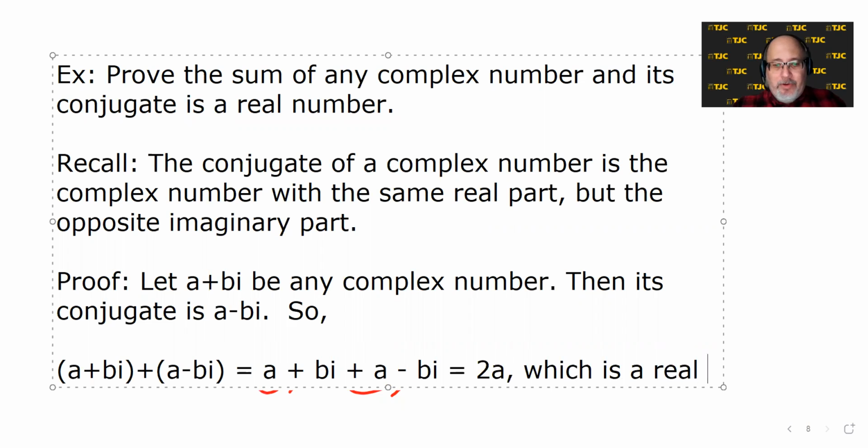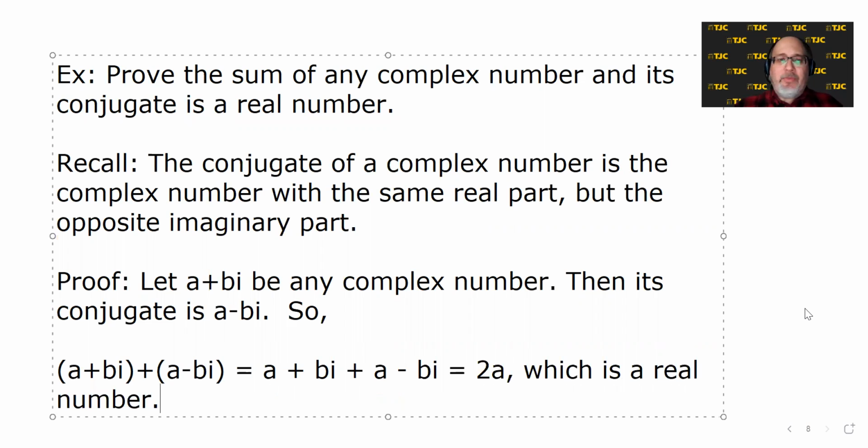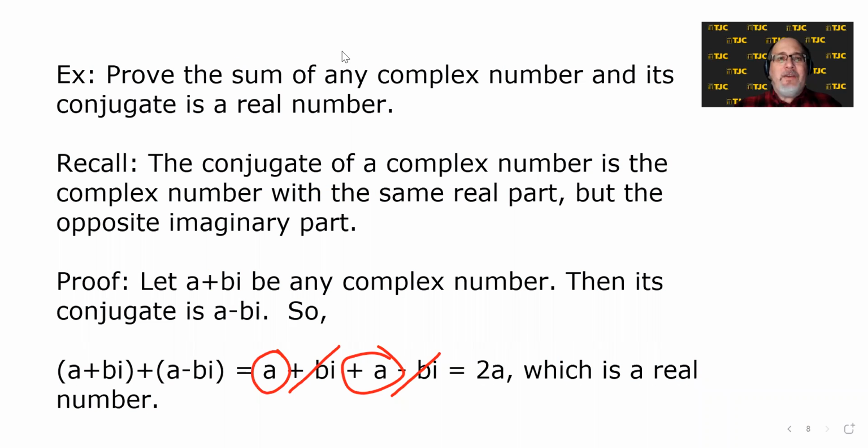which is a real number. How do we know it's a real number? Because when we define the generic complex number at the beginning, recall that the definition of a complex number says that the a and the b are real. And so when we add the number to its conjugate and get 2 times a, if it didn't have an i before, doubling it won't give it an i now. Proof is done. Adding a complex number to its conjugate will always give a real number.